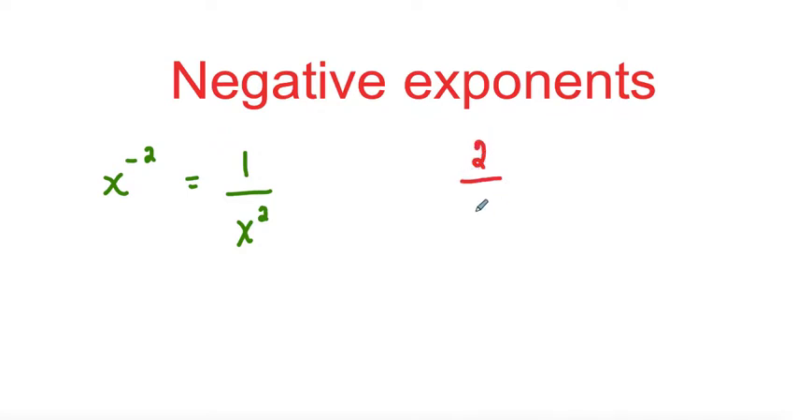As well as if I give you 2 all over x to the negative 3 power. Now remember, this is the only thing that's going to get moved, whatever's touching that negative exponent. So that negative exponent, if we wanted to make it positive, we'd bring it up next to the 2, and it would become 2x to the 3.